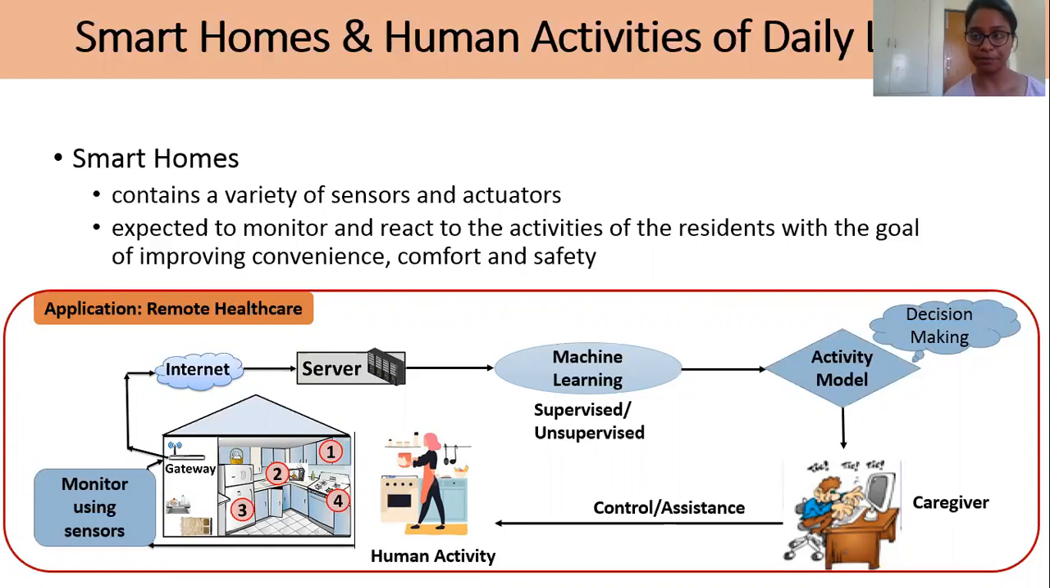After you have predicted what activity is happening through a machine learning model, the caregiver or a recommender system will control or assist with the application, in this case remote healthcare. So that's how smart homes and the activity detection system in smart homes work. Now let's talk about human activities of daily living, what we mean by them.